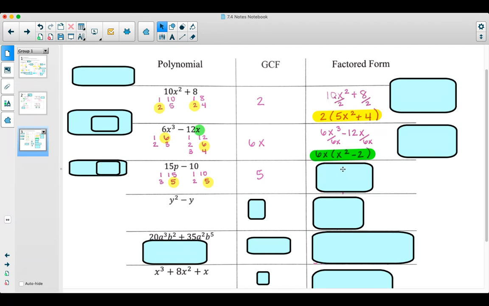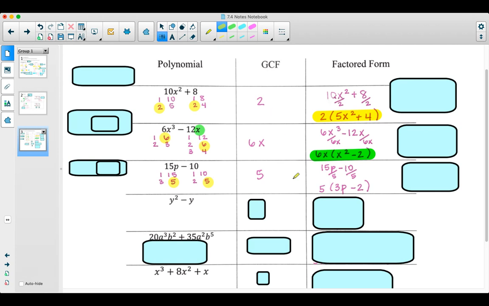When I move over to the factored form, I have my polynomial 15p minus 10. From each of those terms, I'm taking out that greatest common factor of 5. So I'm dividing both of those pieces by 5. That 5 that I factor out goes out in front. To figure out what's remaining inside, I divide both of those terms by 5. 15p divided by 5 gives me 3p. 10 divided by 5 gets me 2. So my final answer in factored form is 5 times the quantity 3p minus 2.